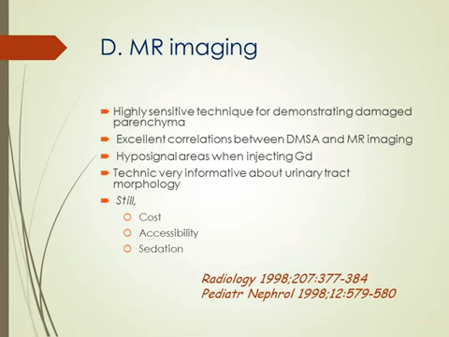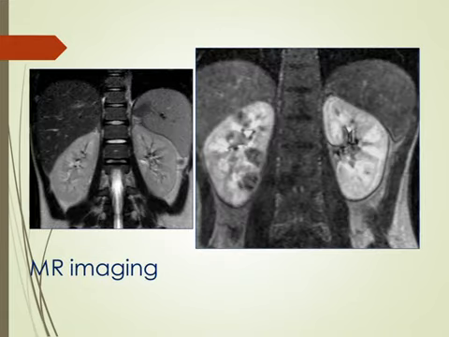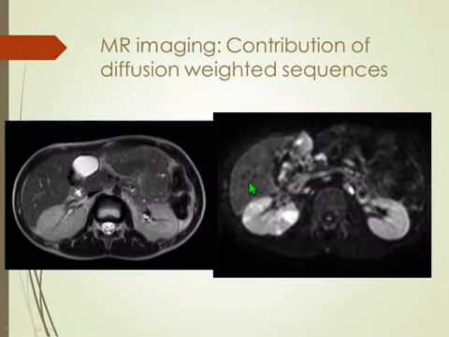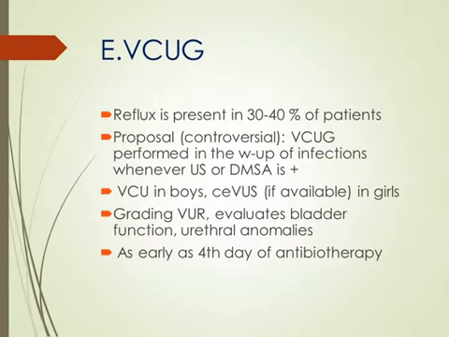It is a highly sensitive technique, and it equals DMSA for the diagnosis. What are we looking for? We are looking for areas of unenhancement, as you can see here in T1 after gadolinium, or here with diffusion-weighted sequences as compared to classical T2 weighted images.